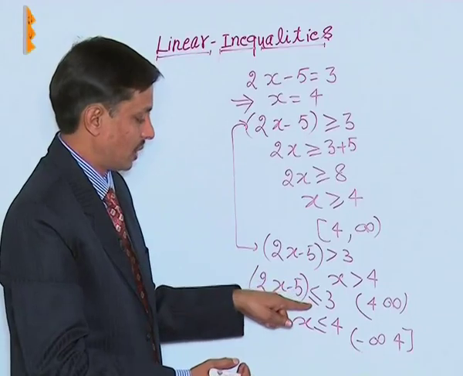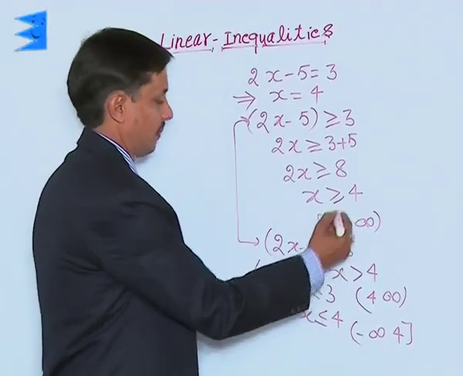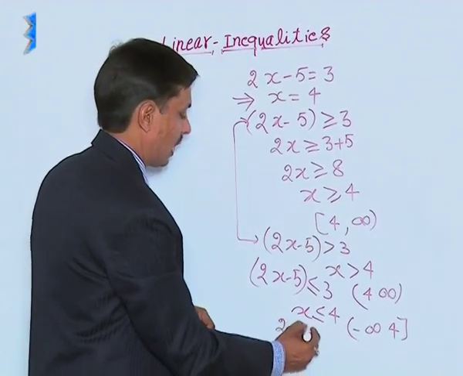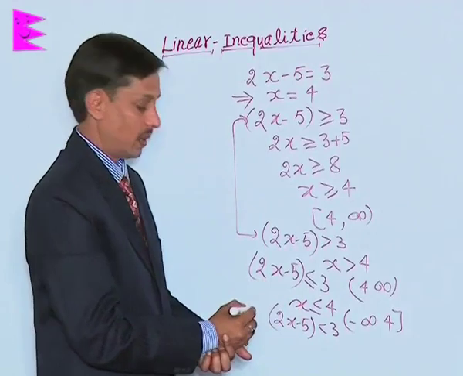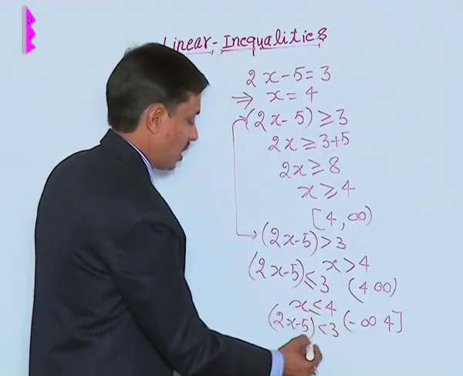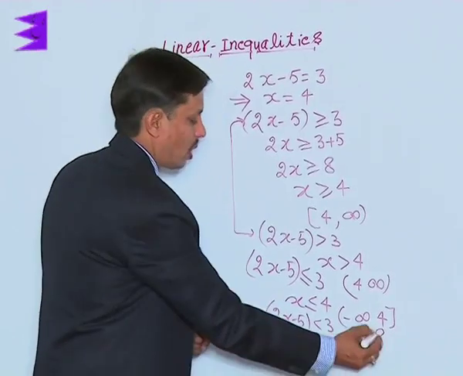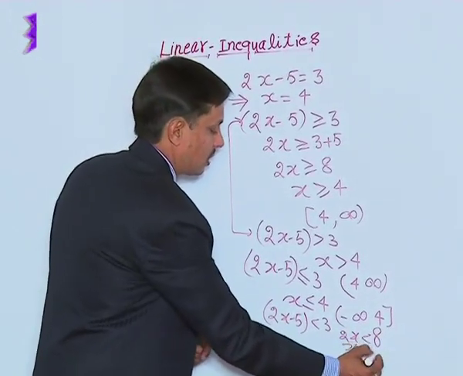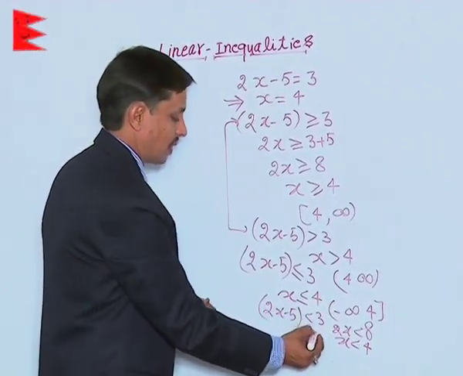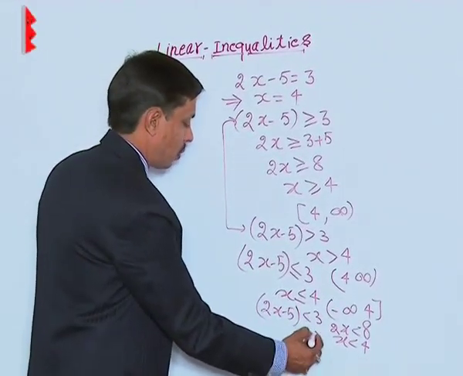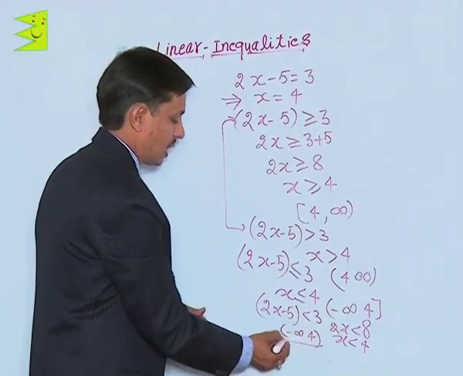Now in place of this less than or equal to, if the sign is only less than, that is 2x minus 5 is less than 3, in this situation it will be 2x is less than 8, or we can say x is less than 4. So what conclusion has been drawn? An open bracket at 4 and all values less than 4 are the solution.